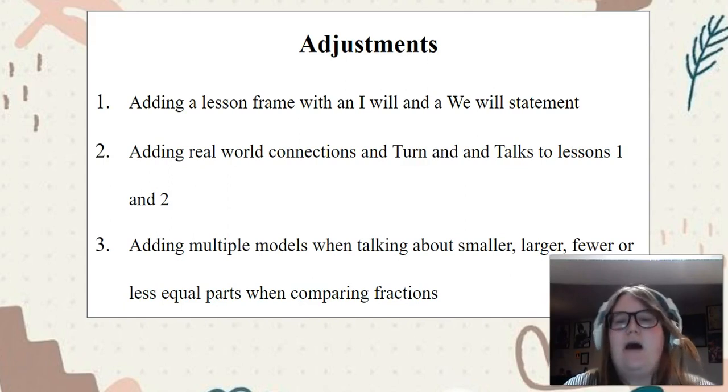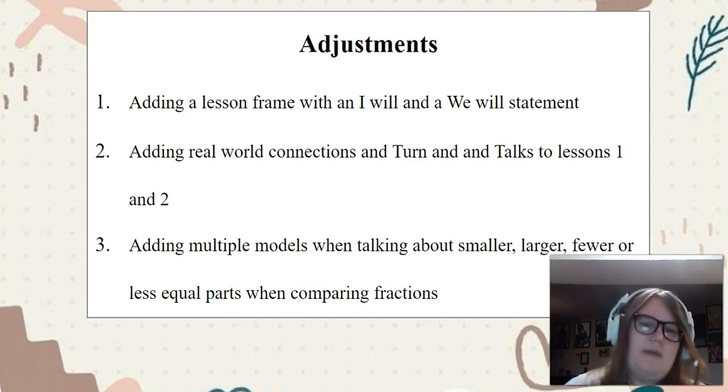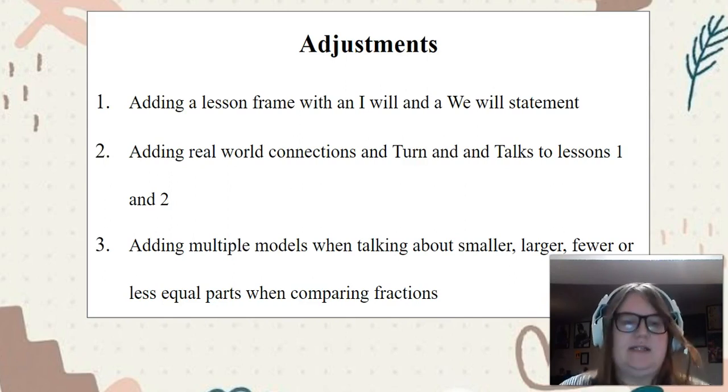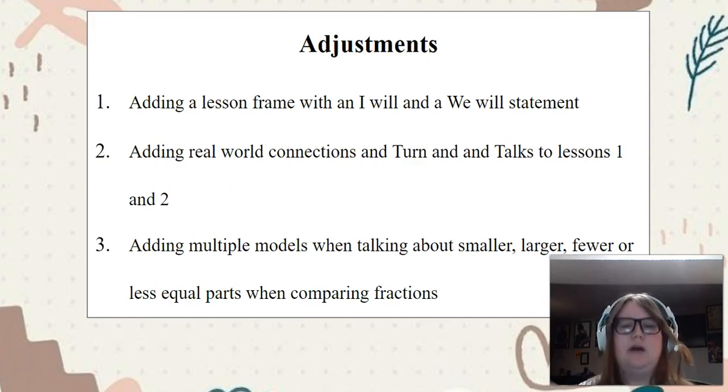Statements such as, at the end of the lesson, I will be able to turn to my partner and tell them 5 fractions I see at home, or 5 ways I might use a fraction, just to make them a little more accountable for their learning, but then to give them those real world turn and talk connections was my second adjustment.